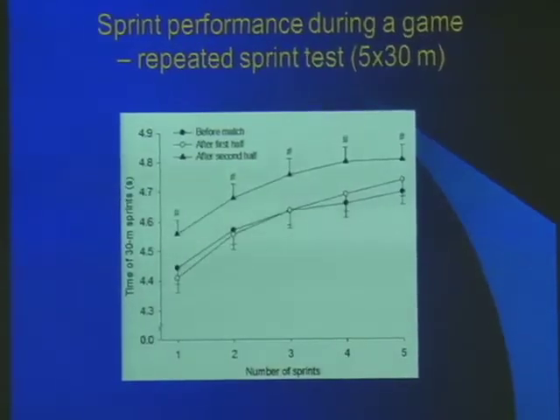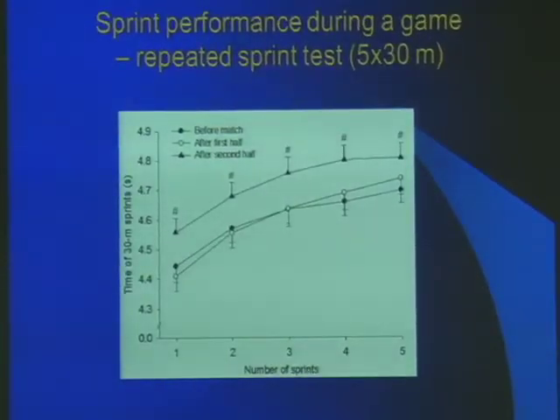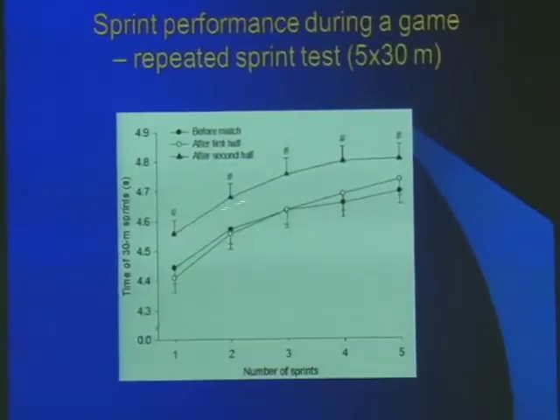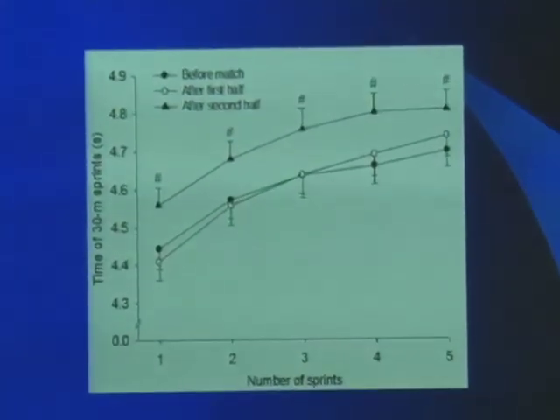So what we did was measuring the sprint capacity, as you saw from the female yesterday, after the game. And this is 5 sprints, separated by 25 seconds. This is at the end of the first half. This is before the game, and you see there was no difference between performance before the game and the end of the first half. But the performance at the end of the game was not as good as it was before the game. These are times, so the higher the time, the worse the performance. You agree?